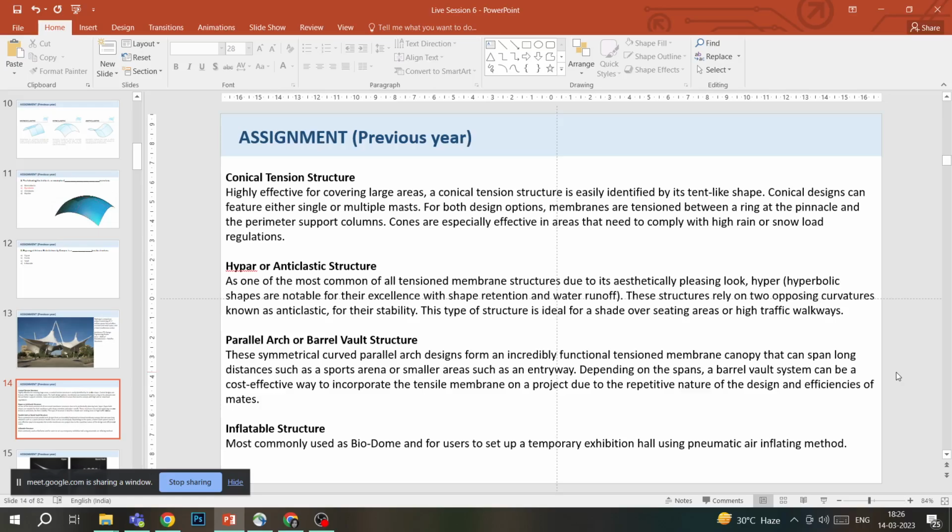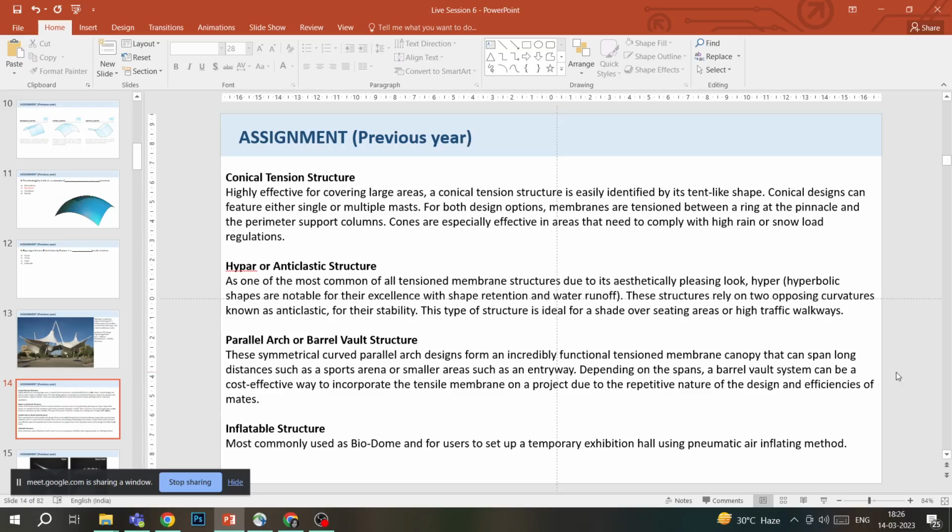Hyperbolic shapes are notable for their excellence with shape retention and water runoff. These structures rely on two opposing curvatures. Like I have just mentioned, I have just talked about anticlastic structures. There are two opposing curvatures happening in this kind of shape, and it is called anticlastic for their stability. This type of structure is ideal for a shade over seating or high traffic walkways.